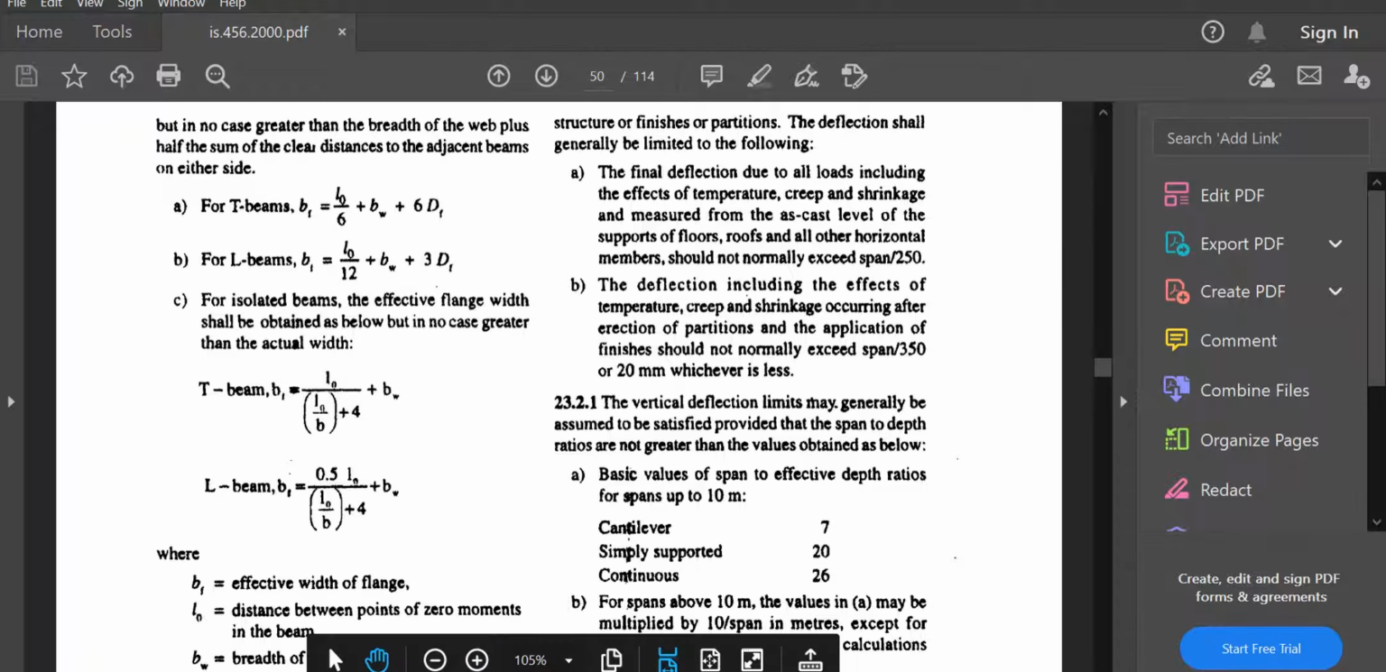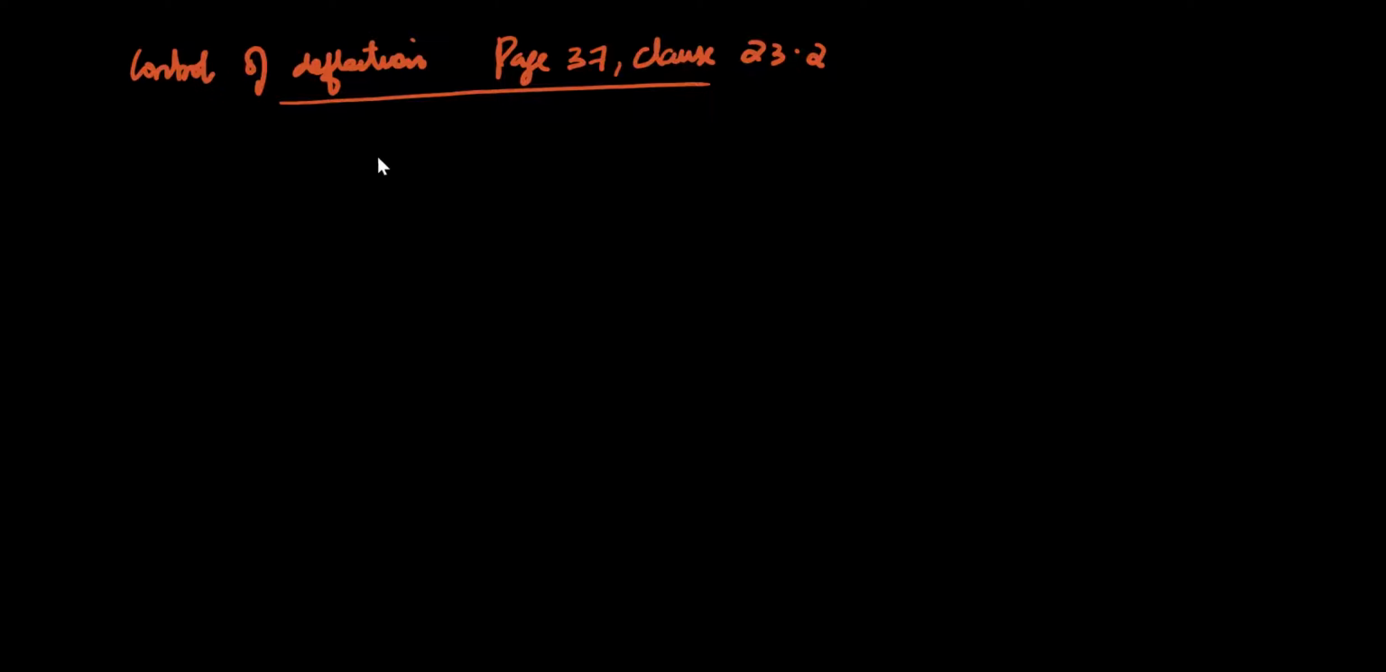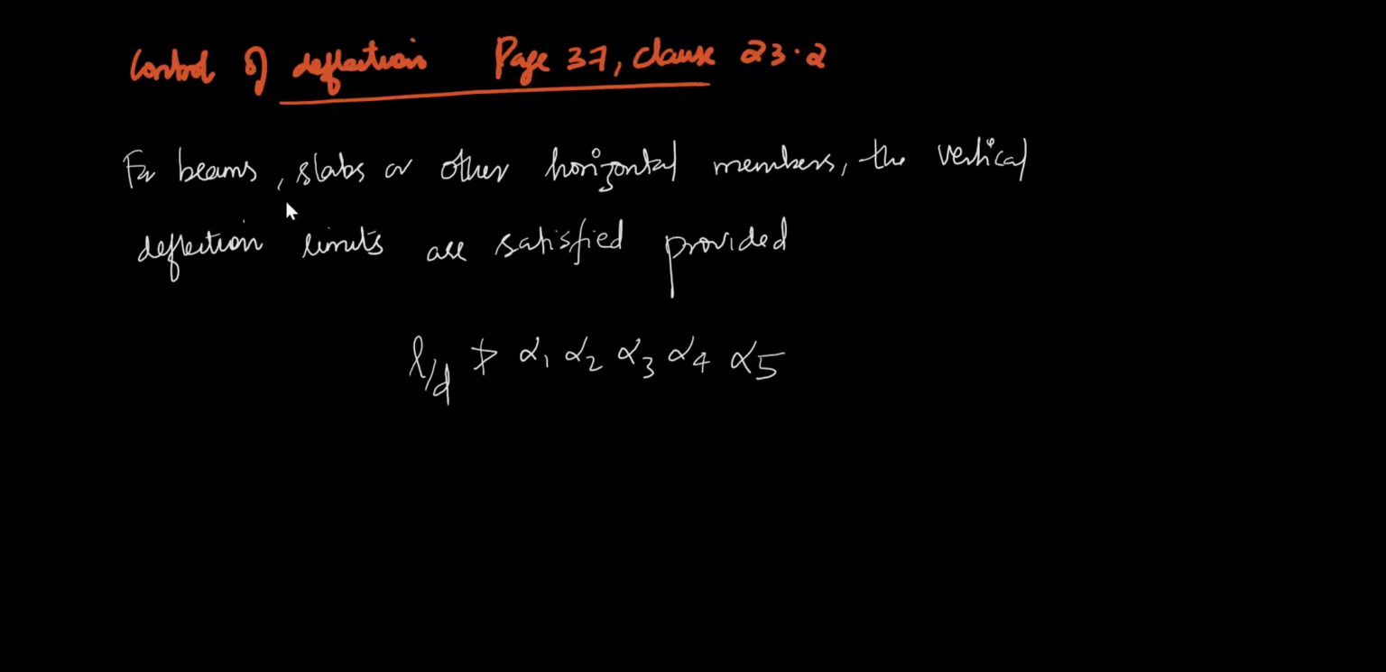So you can see here clause number 23.2, page number 37, control for deflection. For beams, slabs or any other horizontal members, the vertical deflection limits are satisfied provided the span by depth ratio is not greater than alpha 1, alpha 2, alpha 3, alpha 4 into alpha 5. That is, the span by depth ratio should not be greater than certain factors, and I will explain what those factors are in detail in the coming minutes.